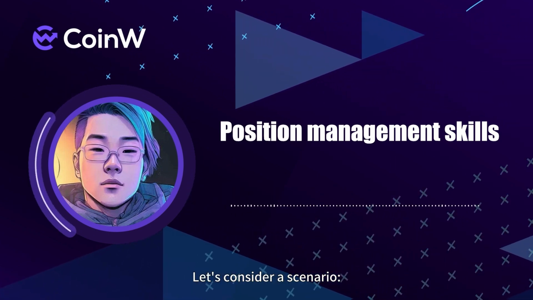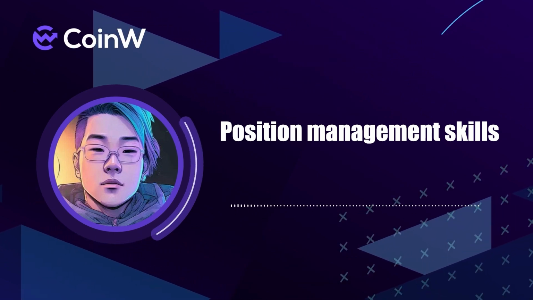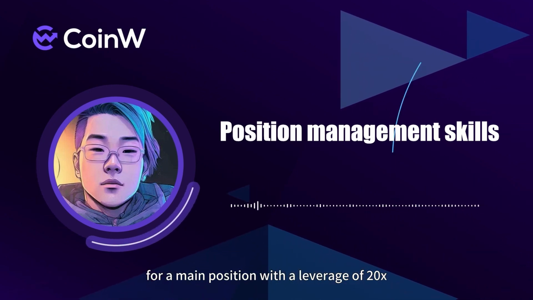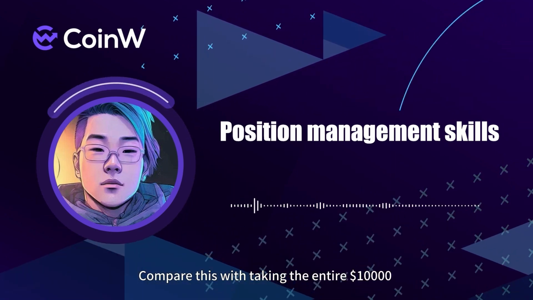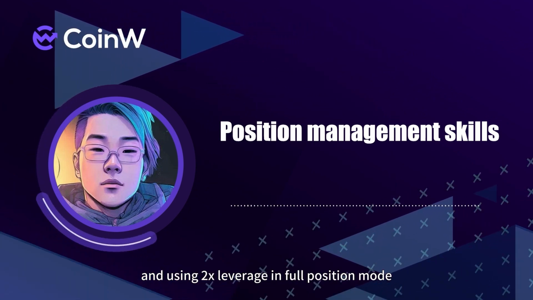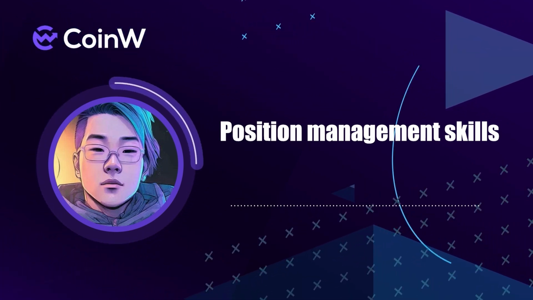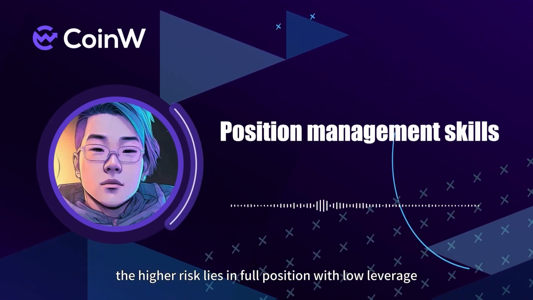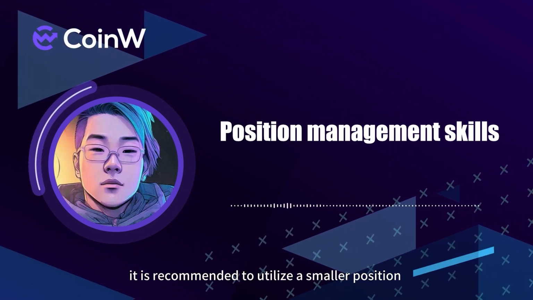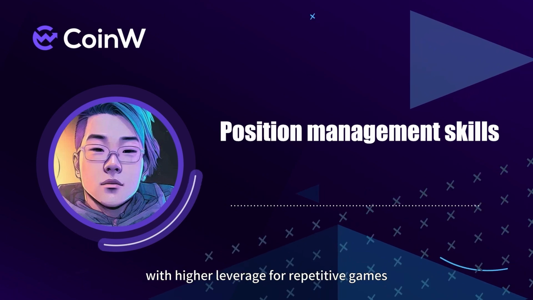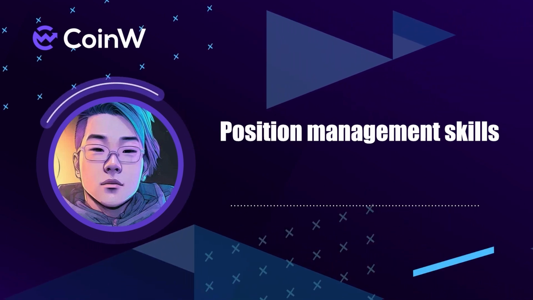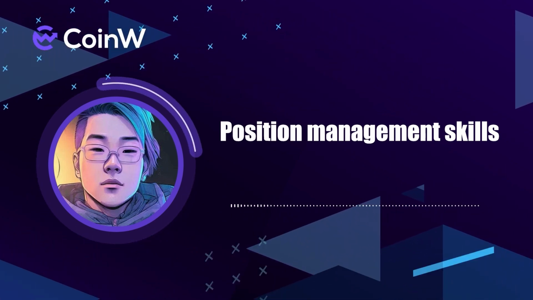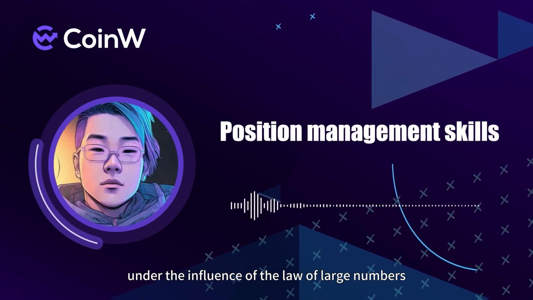Let's consider a scenario. Suppose you have a capital of $10,000. Allocate 1/10th, which is $1,000, for a main position with a leverage of 20x. Compare this with taking the entire $10,000 and using 2x leverage in full position mode. Which one carries higher risk? In fact, the higher risk lies in full position with low leverage. Therefore, it is recommended to utilize a smaller position with higher leverage for repetitive games. Only through such repetitive games can the strategy effectiveness be observed multiple times, under the influence of the law of large numbers.